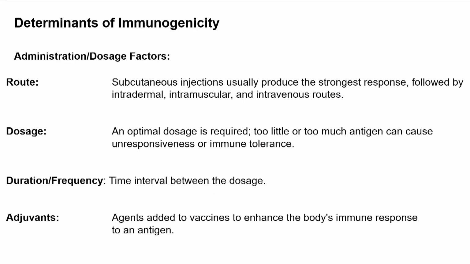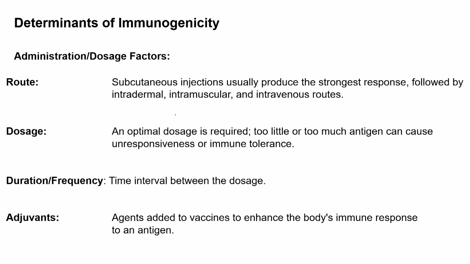Next come the four other aspects, such as administration or dose, how these antigens are given. For example, what is the route of antigen inoculation in the human body? For example, if the antigens are inoculated by subcutaneous route, it produces a very strong immune response.